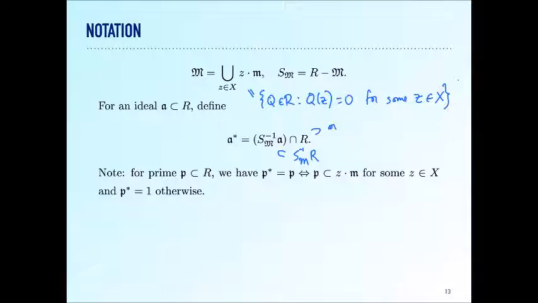Z times M for some Z and X. So maybe I'll leave this as an exercise. This isn't completely obvious, but if it is bigger, then P star is just trivial. So this is an exercise in the definition of localization.